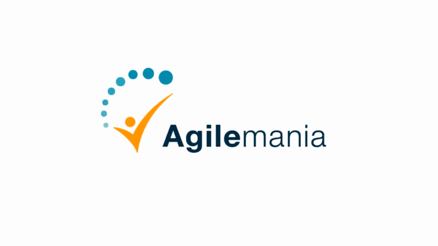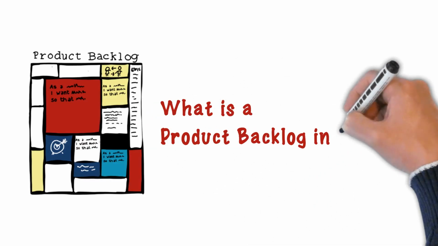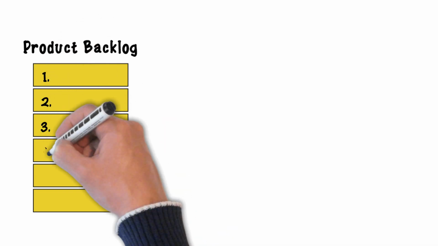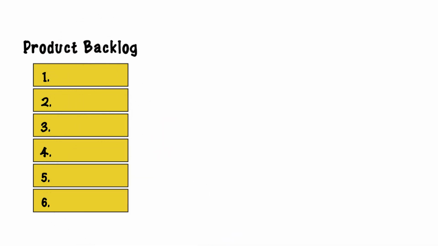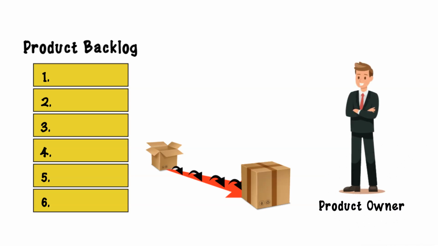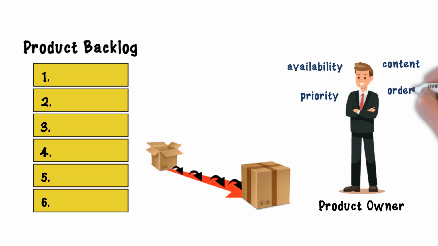Welcome back. Let's talk about the product backlog. The product backlog lists items that contain and prioritize every little task required to include in the product. If you want to make any changes to your product, then the product backlog is the only source of requirements. The product owner is responsible for the product backlog's availability, content, priority, and order.